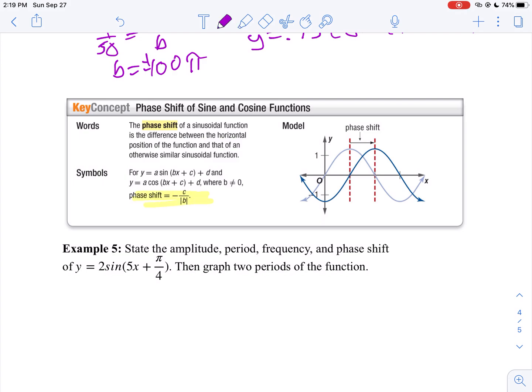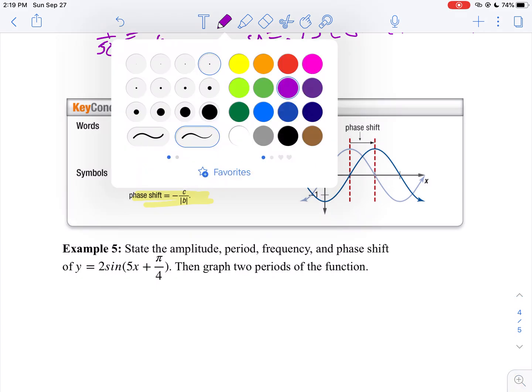So let's take a look at a problem here. We want to state the amplitude, the period, and the frequency of 2 times the sine of 5x plus 5 pi plus pi over 4. So let's go through these one at a time.